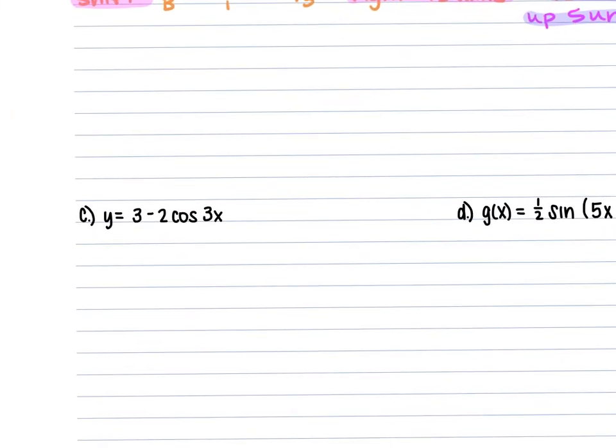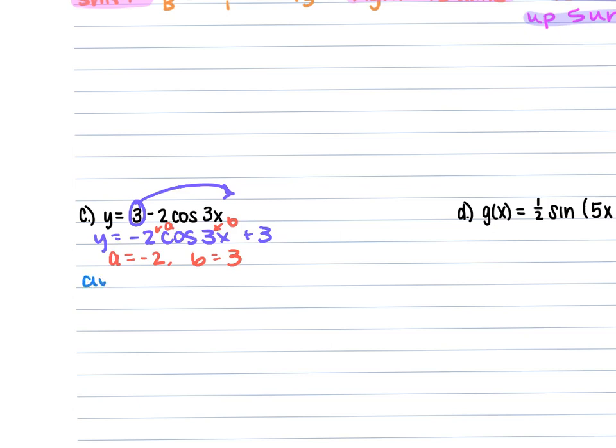For C, we have y is equal to 3 minus 2 cosine 3x. This 3 is the same thing as if it was after the 3x. So y is equal to negative 2 cosine 3x plus 3. So there's no parentheses here, so we don't have a c value. This a is your negative 2, your b is the 3, your c you don't have one. Let's do this in red. Do your amplitude in blue. A is negative 2, b is 3.